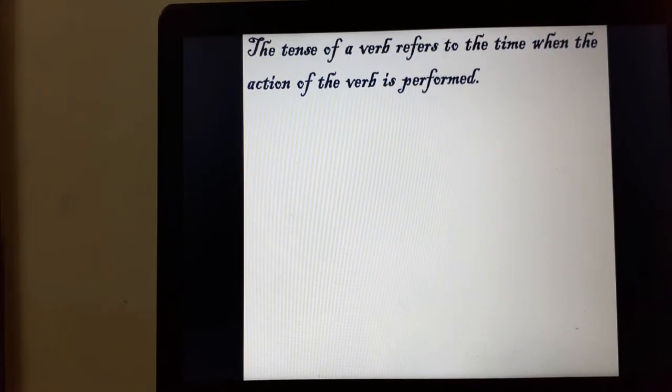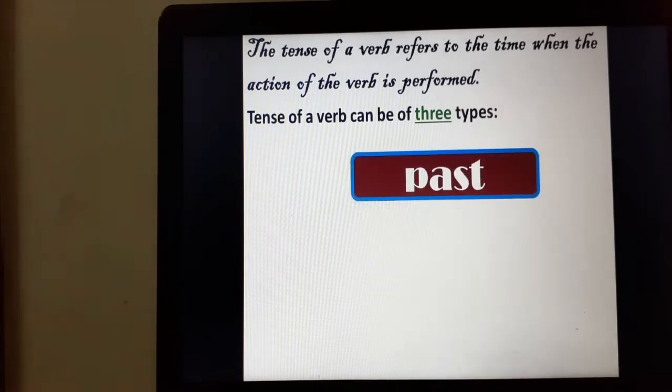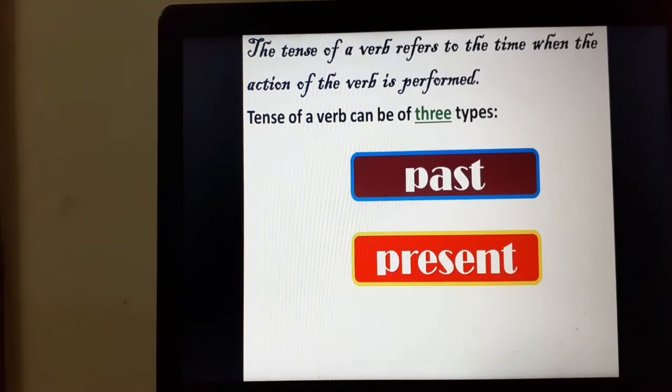Let's see the definition of tense. The tense of a verb refers to the time when the action of the verb is performed. Tense of a verb can be of three types: past tense, present tense, and the future tense.